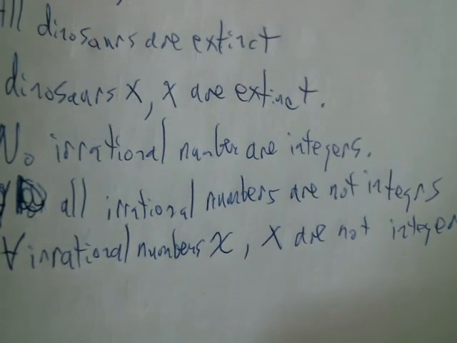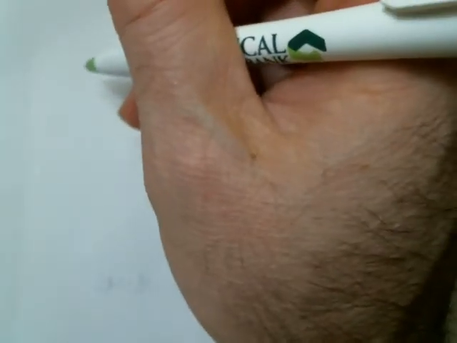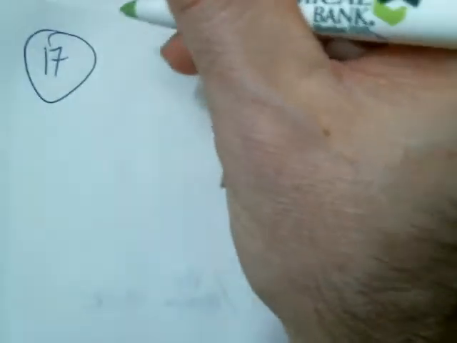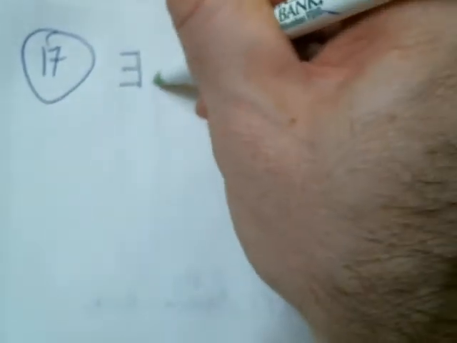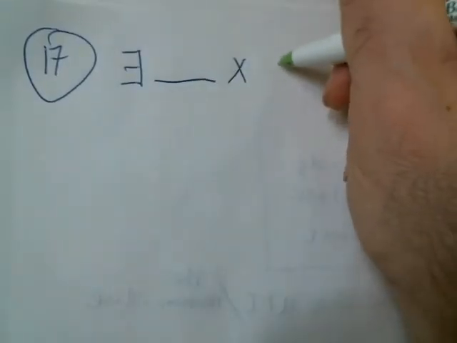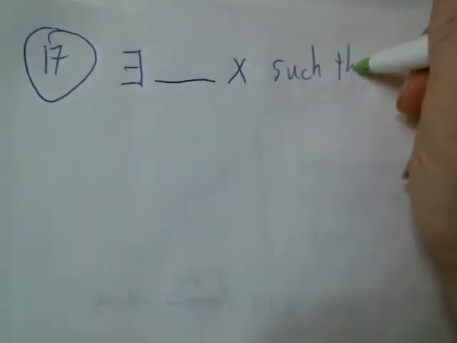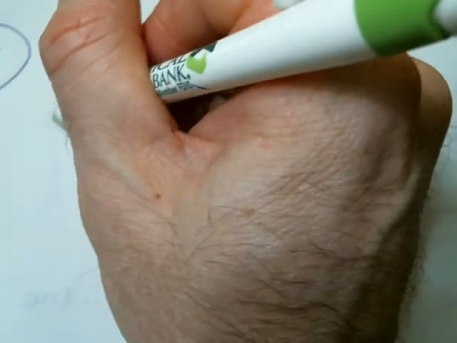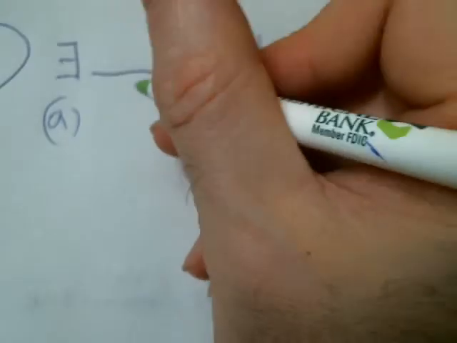I don't know. Let's do an existential one. So if you need more work, go into the book and do the blue exercises. Okay. So let's look at 17. So 17 wants you to rewrite each of the statements in the form there exists a blank x such that blank. Okay. All right, so part A, it says some hatters are mad.